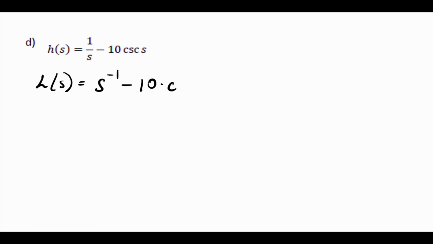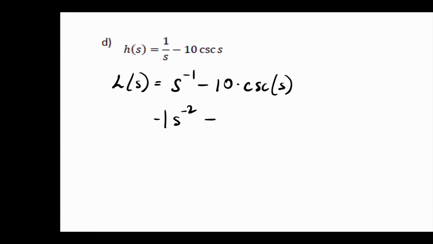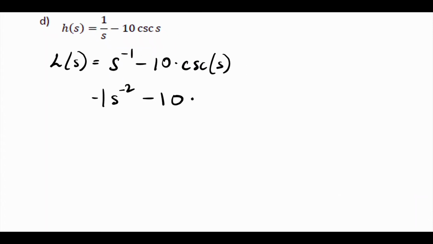10 times cosecant of s. Okay, power rule. Going to move the power to the front, so negative 1 is going to come to the front, and then I'm going to subtract 1 from it. So negative 1 s to the negative 2. That's the derivative of this guy here. 10 is a coefficient, so 10 is just going to come along for the ride. It's just going to be 10 times whatever the derivative of cosecant is.